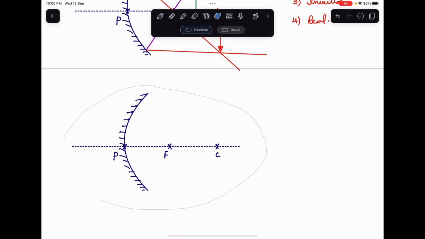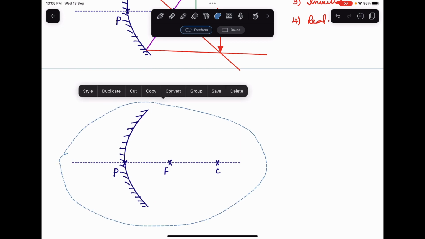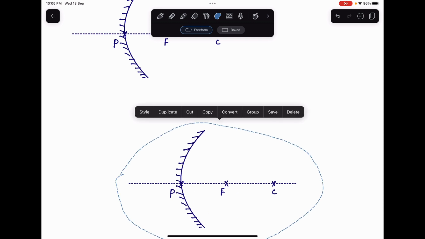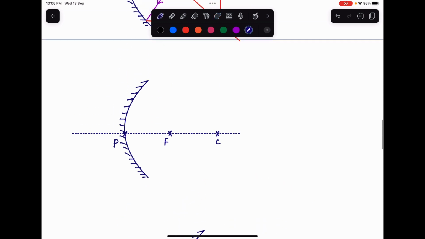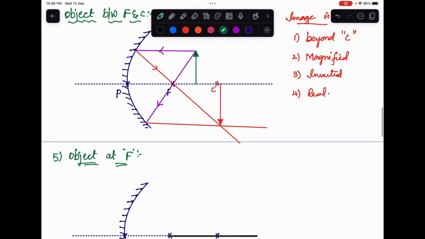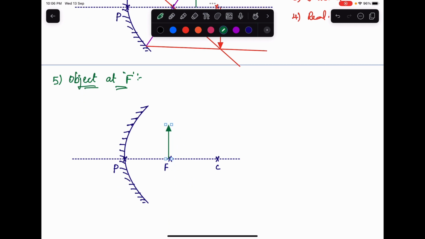And now the last cases, one more case was there for us. So this is your object at focus, a little bit closer the object has been brought now, and the last one will be your object between pole and focus. So now let us see object at focus. The fifth position, object at focus. So as usual, let us take the object now. We are bringing the object, and now this is your object at focus.